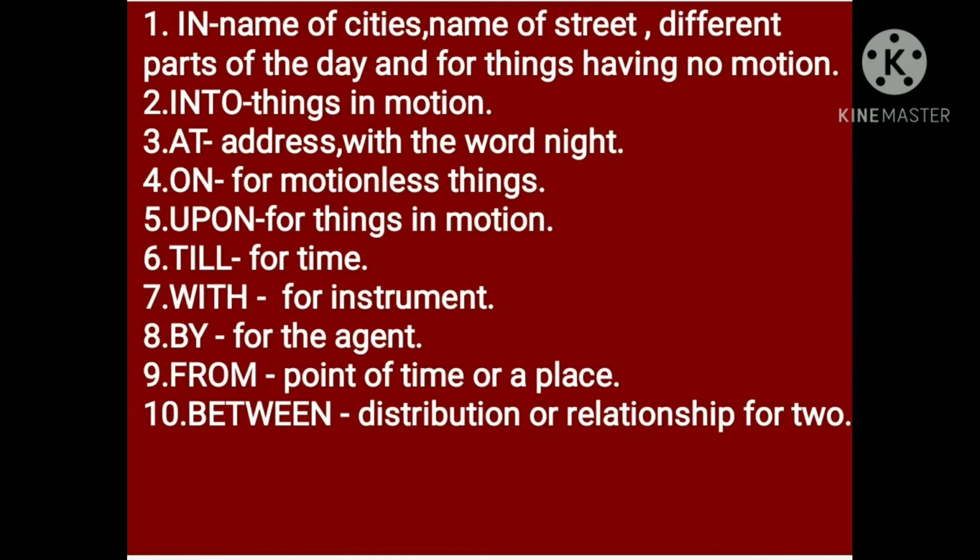Next one is the use of on. On means upar. We use on for the motionless things. For example, there is a pen on the table. Table के ऊपर रखा है. But we use upon for the things in motion. For example, the sick man fell upon the ground, because the sick man was moving and he fell upon the ground. So we use upon there.